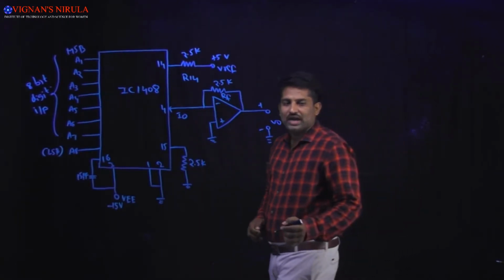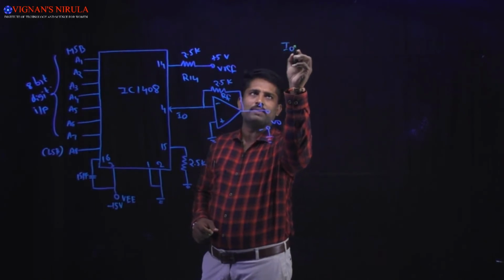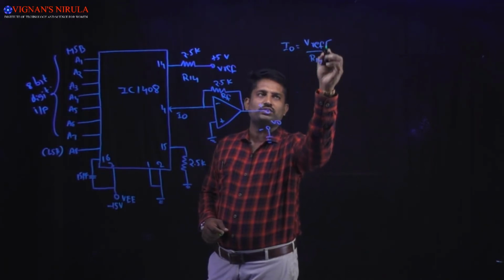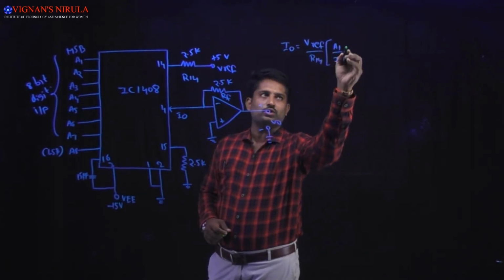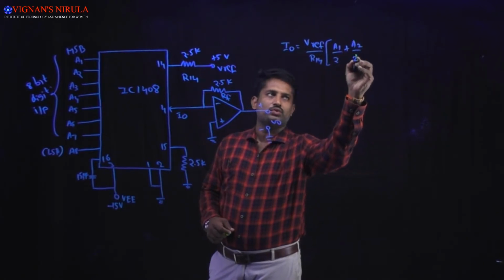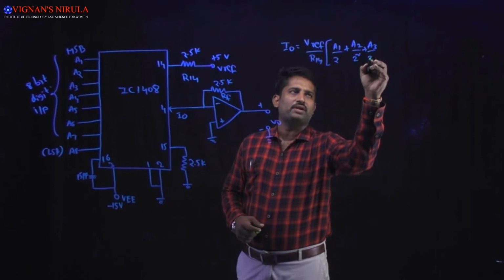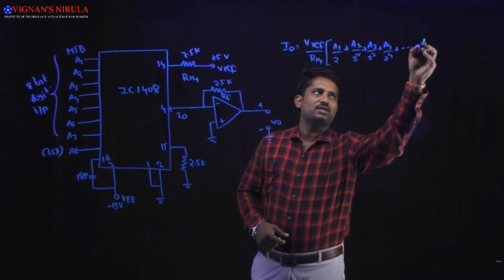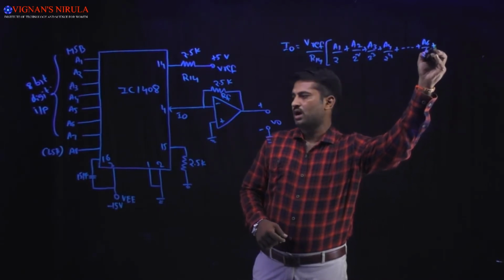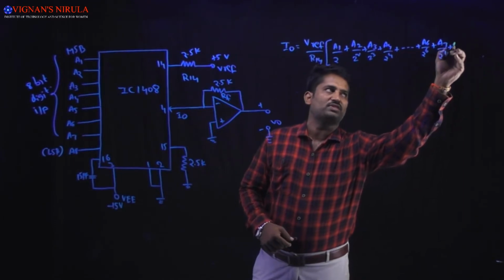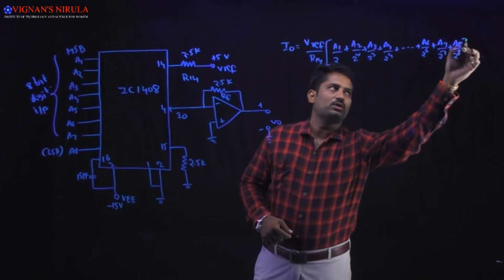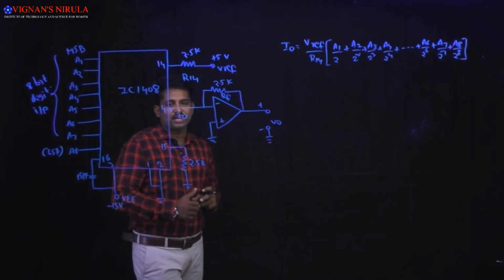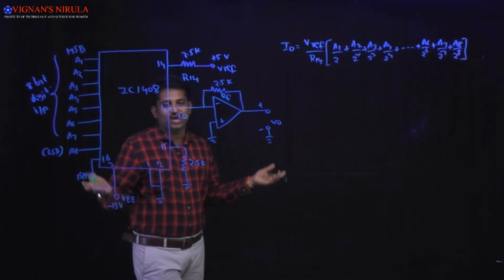The output current I0 can be calculated by using the formula I0 equals V reference divided by R14, into A1 divided by 2 to the power of 1, plus A2 divided by 2 square, plus A3 divided by 2 cube, plus A4 divided by 2 to the power of 4, and so on, plus A6 divided by 2 to the power of 6, plus A7 divided by 2 to the power of 7, plus A8 divided by 2 to the power of 8. And the binary inputs A1 through A8 can be any value, that means it may be 1 or 0.